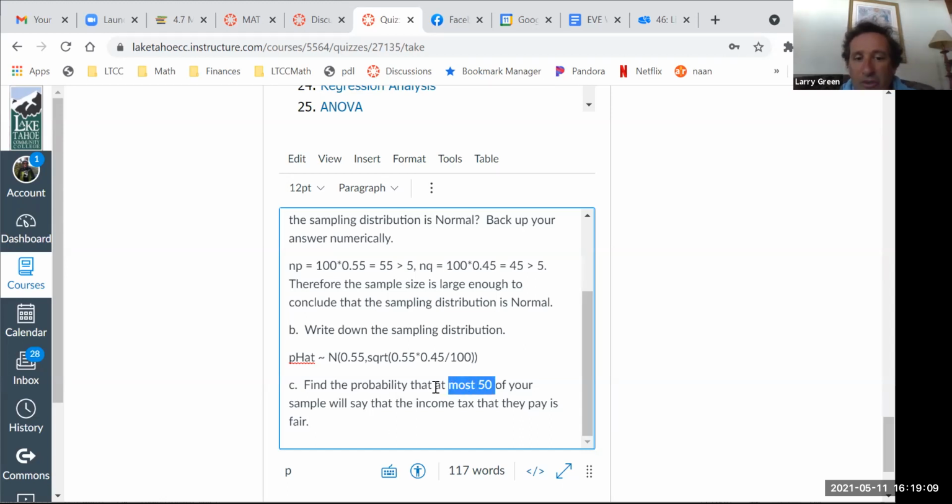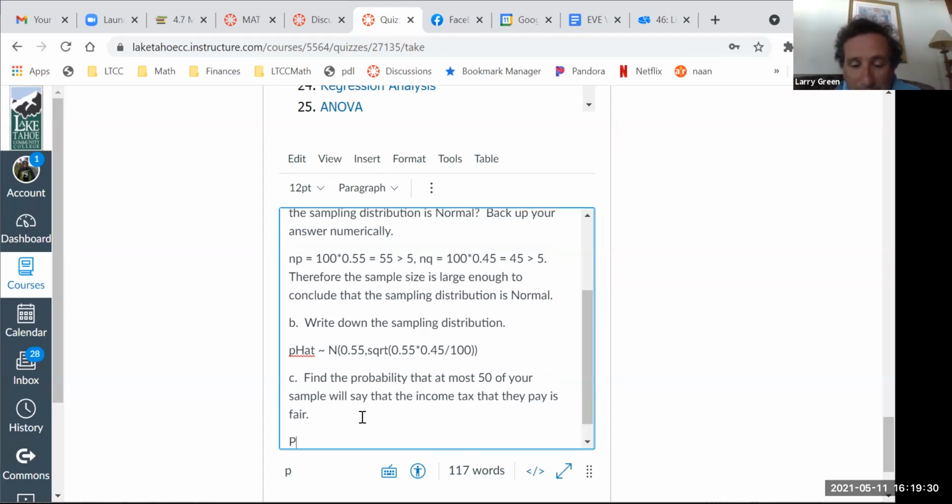So what does at most mean? Yeah, so that's a low number. So that means less than. Okay, that's really important to get that. So we want to find out that less than 50%. What is that probability? So let me write that down. That means probability that p hat is less than 0.5.